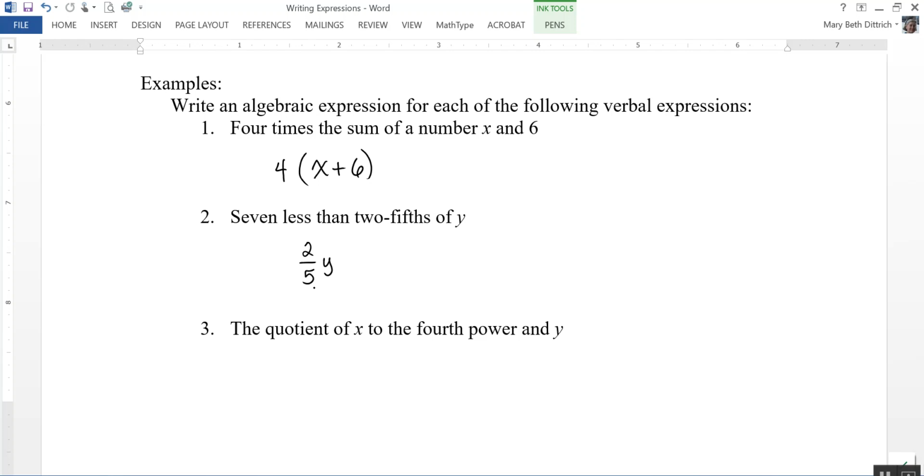Now, I need 7 less than that. So whatever I have here, 2/5 of y, I need 7 fewer than that. So the minus 7 is going to go on the end. So this is 7 less than 2/5 of y.